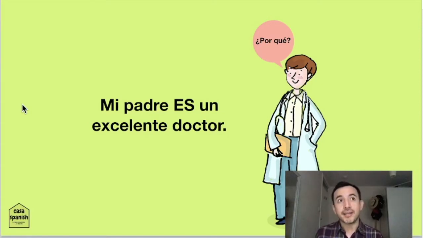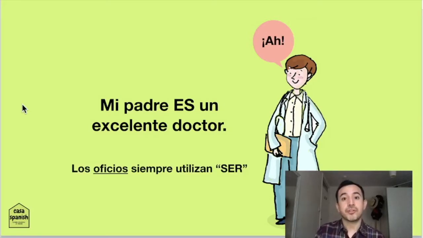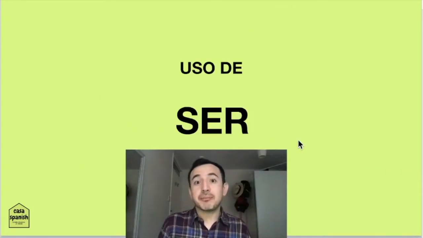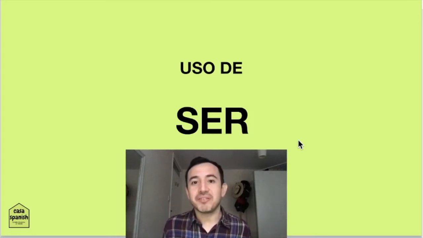Now, why? The reason is that there are certain rules that we need to follow that not necessarily go into that category of permanency. In this case, doctor is an oficio or occupation, and we always say ser with occupations. Los oficios siempre utilizan ser. So it's a rule. There are exceptions, because remember, it's Spanish and we love exceptions, but how do I know in order to produce sentences?